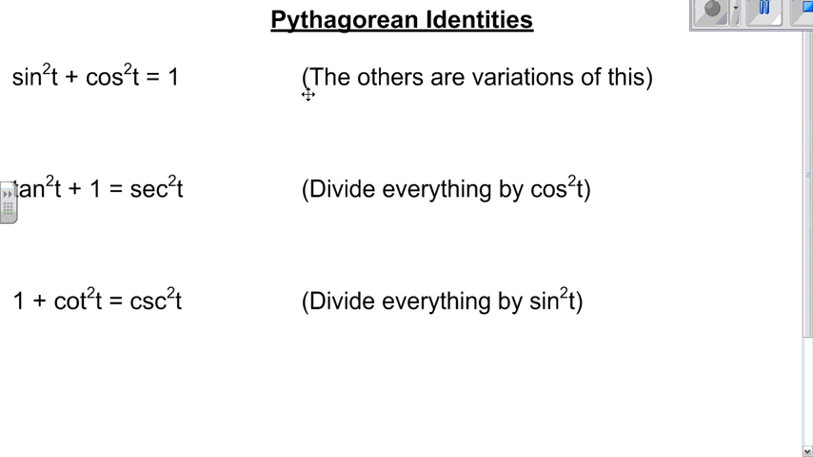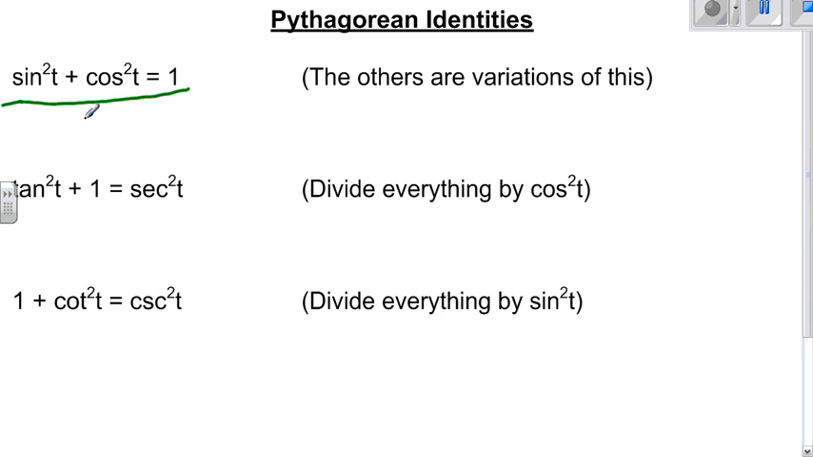Now, in addition to the unit circle and all of those important values related to sine and cosine, there's also lots of identities. We're first just going to look at one, the Pythagorean identity. This is the most common and most popular. Sine squared plus cosine squared equals 1. Many other properties are based off of it, like, for example, these next two are actually based off of the first Pythagorean identity.